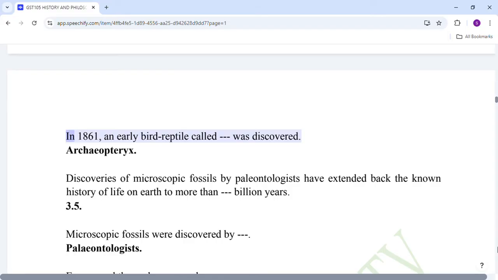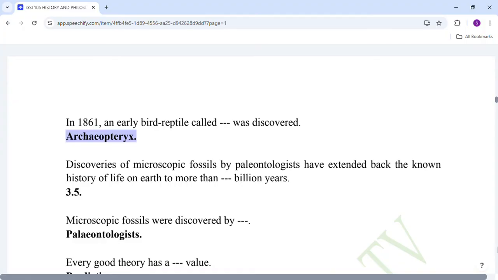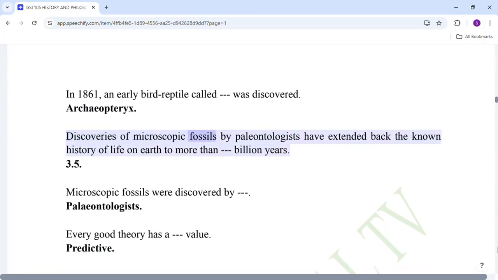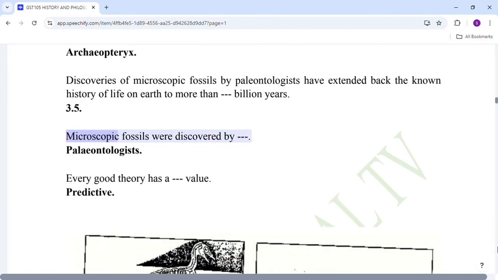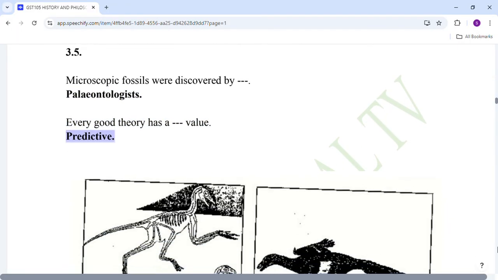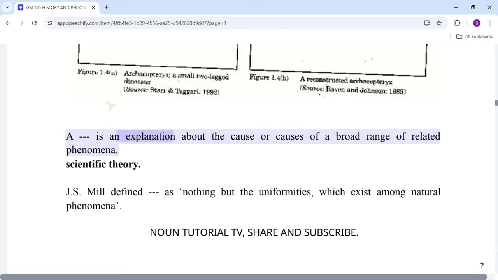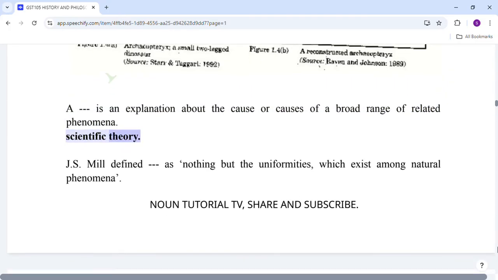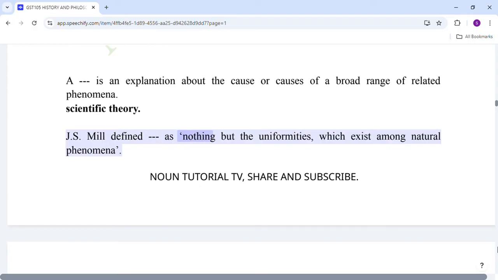In 1861, an early bird reptile called Archaeopteryx was discovered. Discoveries of microscopic fossils by paleontologists have extended back the known history of life on Earth to more than 3.5 billion years. Every good theory has a predictive value. A scientific theory is an explanation about the cause or causes of a broad range of related phenomena. J.S. Mill defined laws of nature as nothing but the uniformities which exist among natural phenomena.